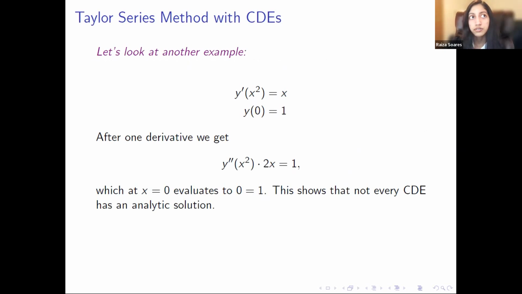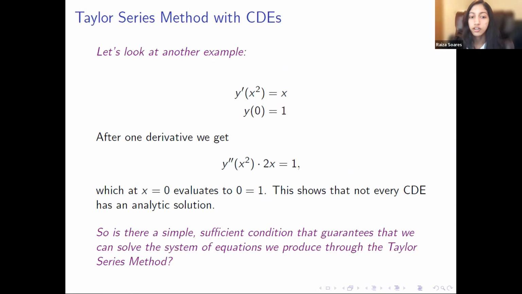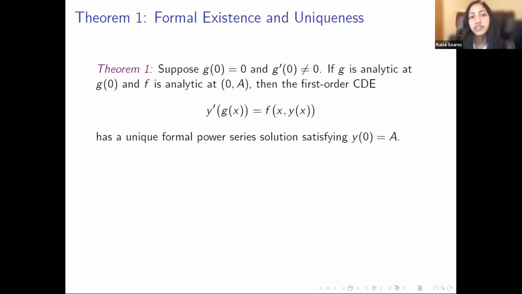So the next question we want to ask is, is there a simple, sufficient condition that guarantees that we can actually solve the system of equations through the Taylor series method? And this brings me to my first theorem. We have f and g analytic when x is zero, and we want to suppose that g of zero is zero so that we can keep taking the Taylor series at zero. And our sufficient condition is g prime of zero is not equal to zero. Then we can say that the first order composition differential equation given here has a unique formal power series solution satisfying the initial condition.